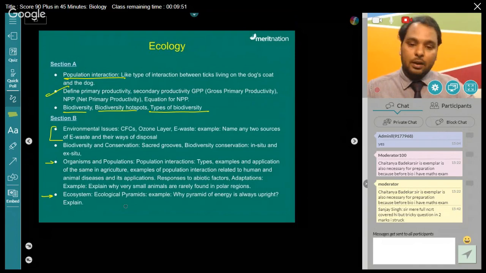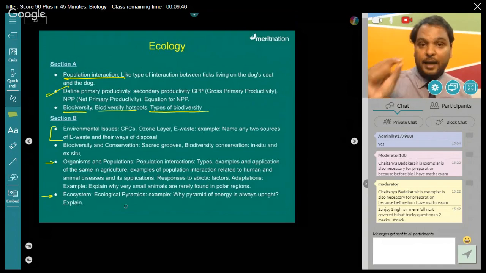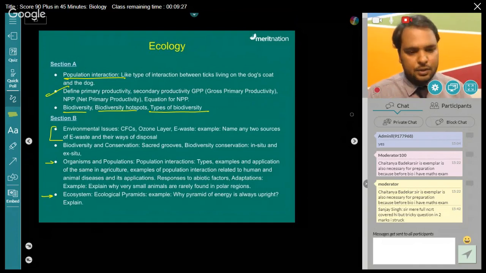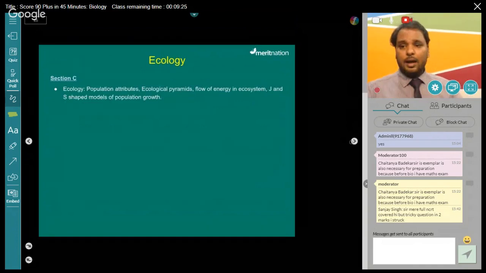They can ask you why the pyramid of energy is always upright. To write this particular statement, there's Liebig's law, 10% rule. If you write this, that's the answer, and you can then elaborate it. Give a simple example of a normal forest, from a plant till your lion. You'll give an example. That's not a problem. And section C, again, ecological pyramid, J and S-shaped population growth.